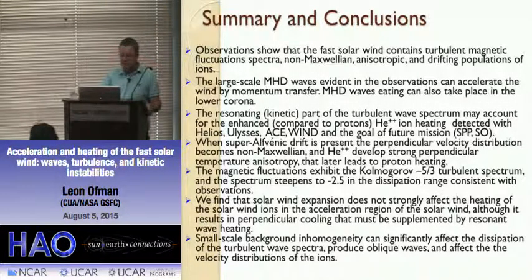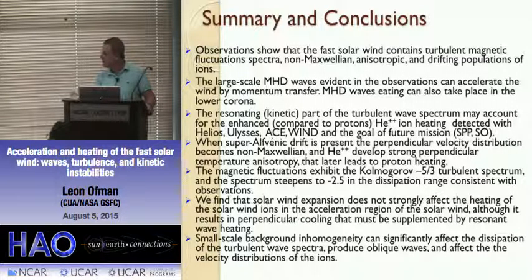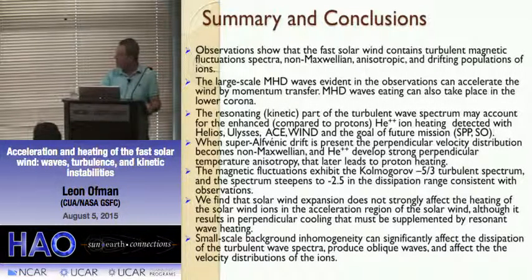Now, the turbulent spectrum that we see, we can recover this as well in our hybrid modeling. And we can also recover the transition to the dissipation range and the cascade that causes the heating of the heavy ions. But of course, the heating of protons, while it is important, can be achieved entirely by MHD waves, with the kinetic waves playing a secondary role and a more important role for the heavy ions. So the part that I didn't go into much detail is that background inhomogeneity is also a way to generate oblique waves that can enhance the dissipation of the fluctuations and the heating of the solar wind.